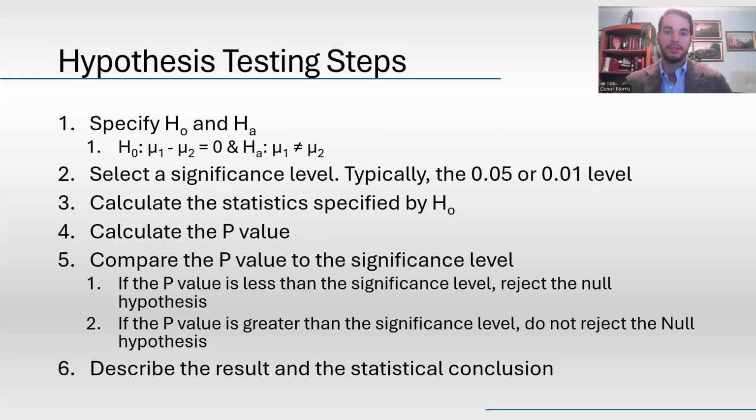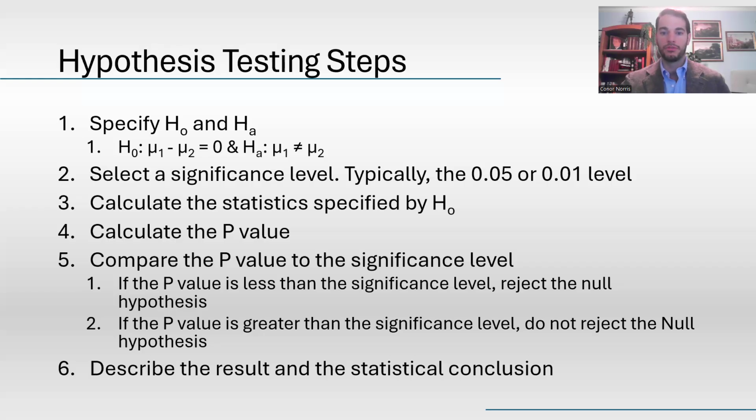And we compare that p-value to our significance level. If the p-value that we calculate is less than the significance level, then we reject the null hypothesis. That means that we are estimating a difference between the two sample means. If the p-value is greater than the significance level, then we fail to reject the null hypothesis. We don't say that we confirm the alternative hypothesis. We actually don't have enough evidence to do that.